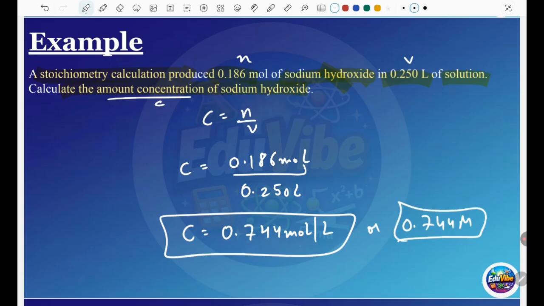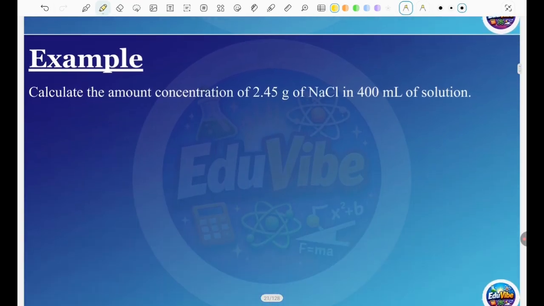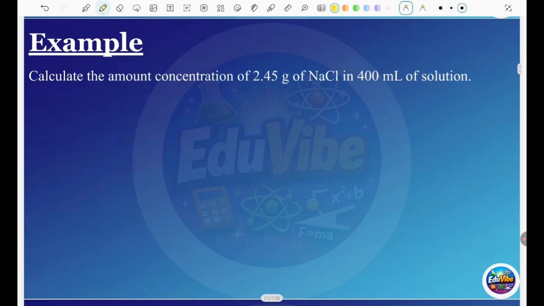Also note the concentration unit. So that's the answer, and this is a simple kind of question, but you won't always get this type of simple question. They don't directly give you things; they give you indirect information, and you have to calculate from that. So calculate the amount concentration of 2.45 grams of NaCl in 400 mL of solution. Again, you have to find the c, but they don't directly give you the n. You have to find the n first.